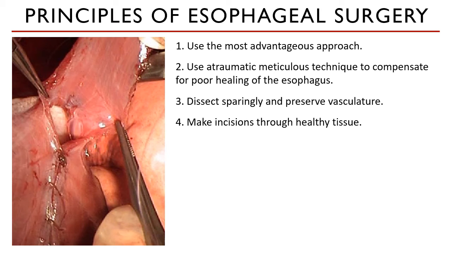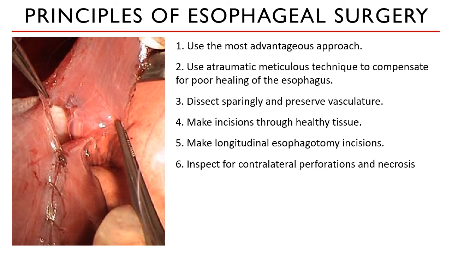Dissect sparingly and preserve vasculature since the esophagus has a segmental blood supply. Make incisions through healthy tissue to prevent further damage to the esophageal walls. Make longitudinal esophagotomy incisions, meaning if this is the esophagus, incise this way, not that way, because that will make closure very, very difficult to achieve.